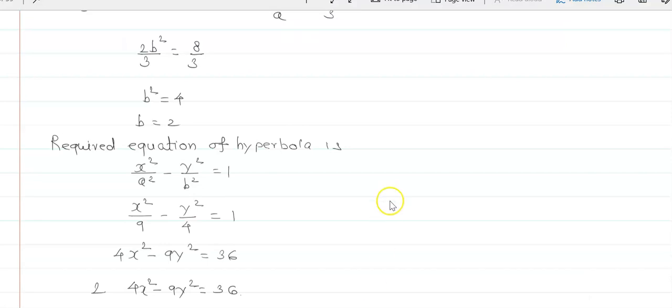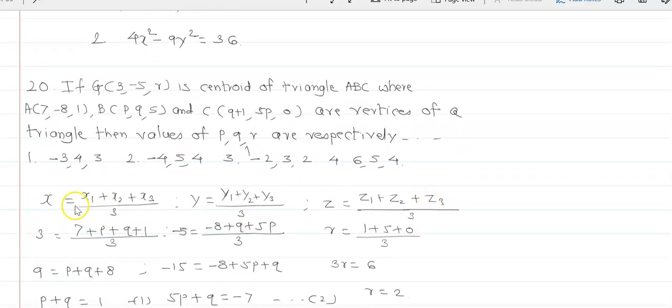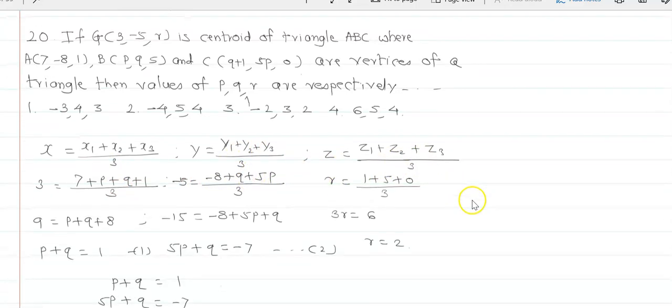Now again, you see here the answer. This is the question. If G (3, -5, R) is the centroid of the triangle, where A (7, -8, 1), B (P, Q, 5) and C (Q+1, 5P, 0) are the vertices of the triangle, then find the values of P, Q, R respectively. These are the options 1, 2, 3, 4. Now x is equal to x1 plus x2 plus x3 upon 3. Substitute the values. y is equal to y1 plus y2 plus y3 upon 3, and z is equal to z1 plus z2 plus z3 upon 3.